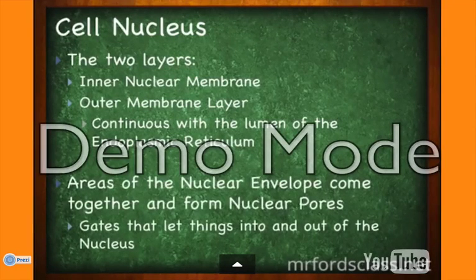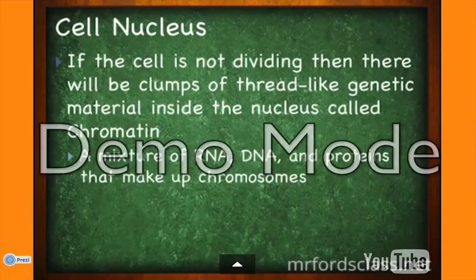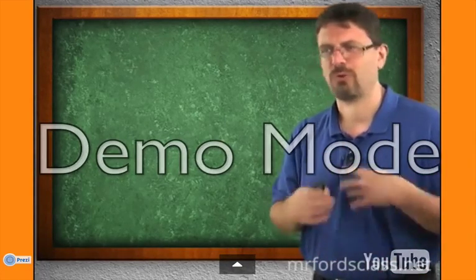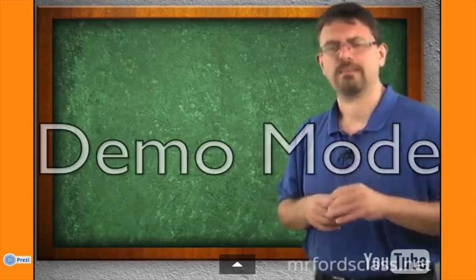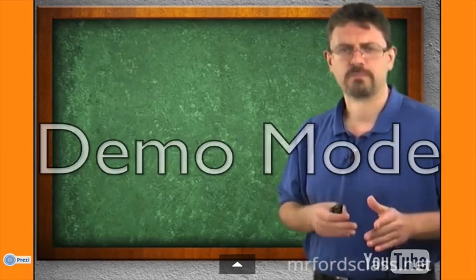Areas of the nuclear envelope will come together and form pores, nuclear pores. These are gates that let things into and out of the nucleus. If the cell is not dividing, then there will be clumps of thread-like genetic material inside the nucleus called chromatin. It's a mixture of RNA and DNA and proteins that make up the chromosomes. We will again take a closer look at the whole DNA, chromosomes, chromatid, all that in the mitosis and meiosis section of the cell biology videos.